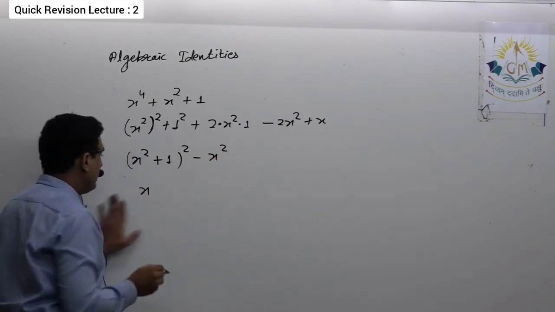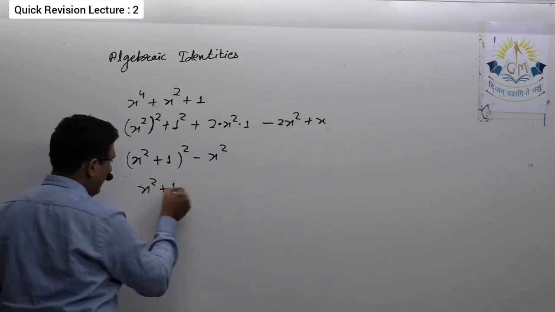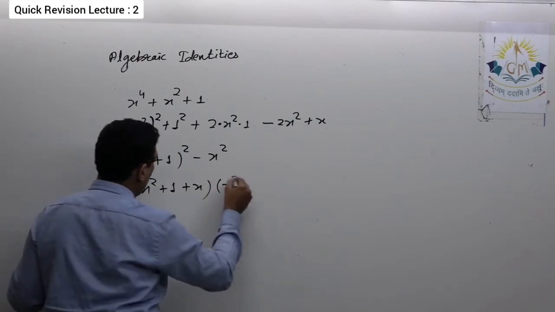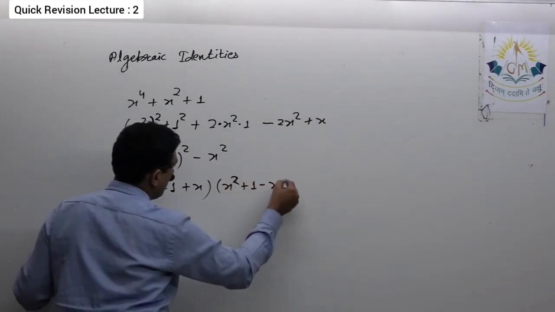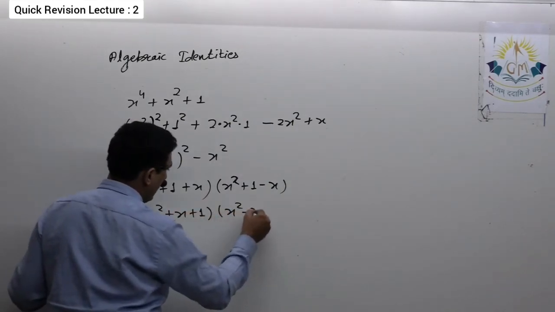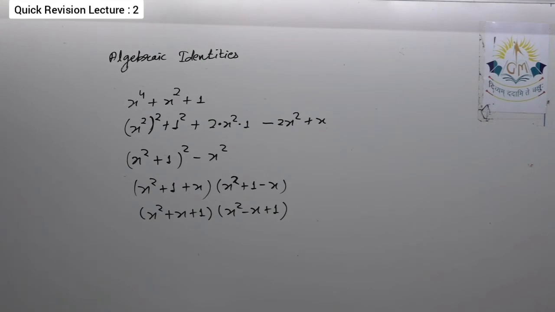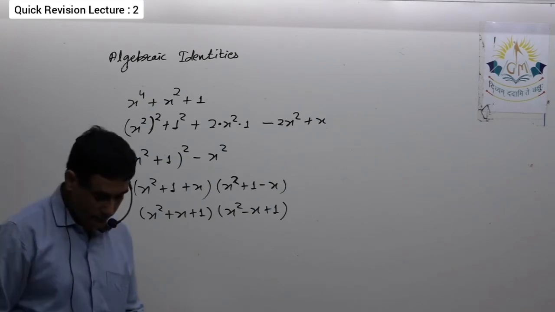So here I can apply the identity of a plus b multiplied by a minus b. So a plus b into a minus b. So final answer is x square plus x plus 1, x square minus x plus 1. So these are the factors of the given algebraic expression. Okay, now let us see the next one.